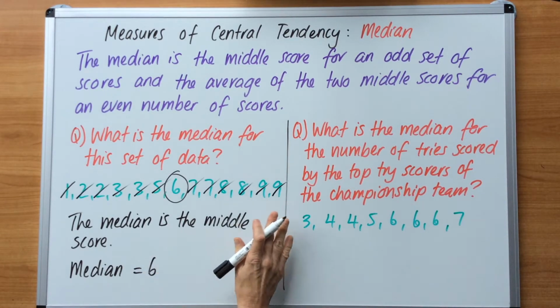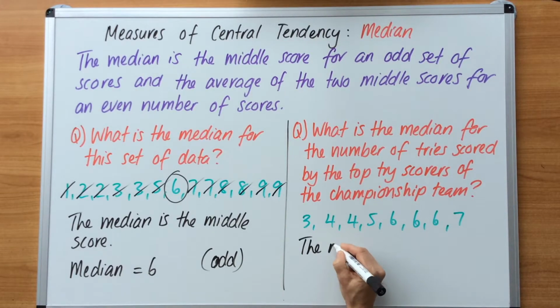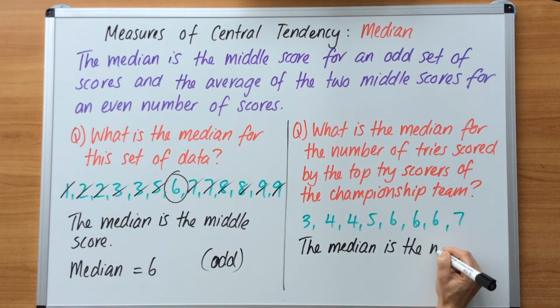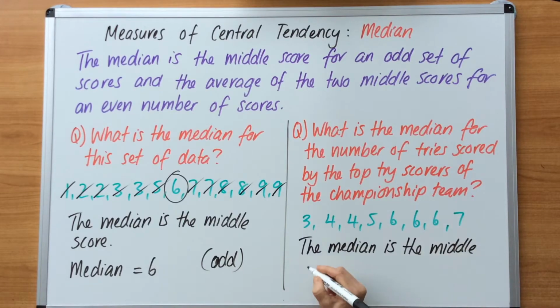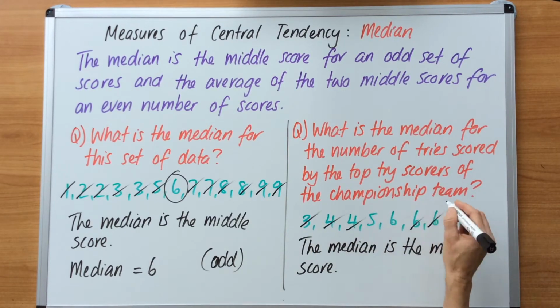So this one here is an odd number set of data, okay? This is odd. So this one here is going to be an example for even, and you're going to find it's going to be a little bit different. So this question says, what is the median for the number of tries scored by the top try scorers of the championship team? So again, I write the rule or the understanding of it. The median is the middle score.